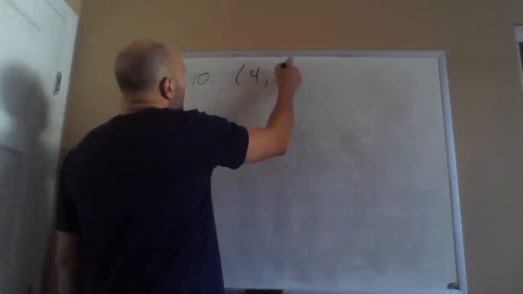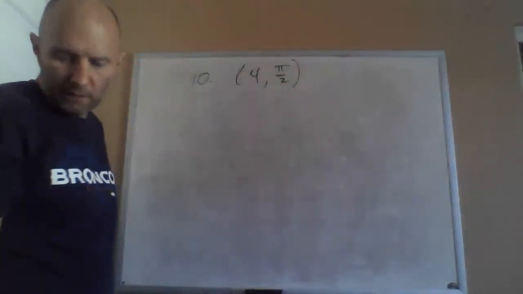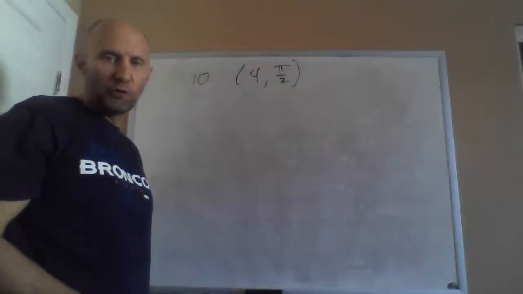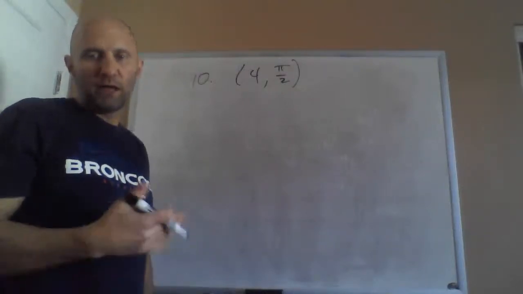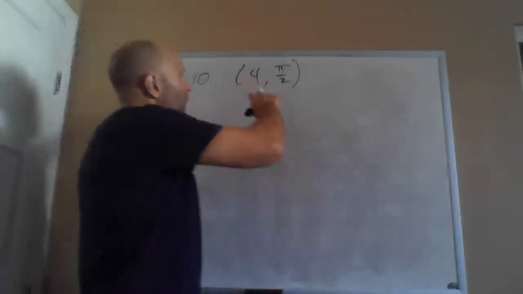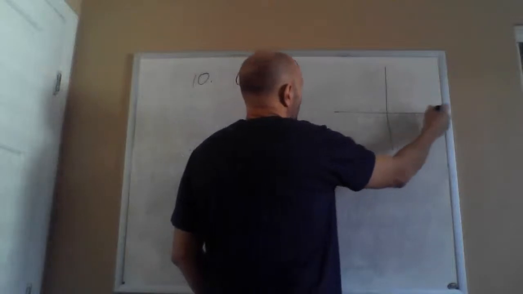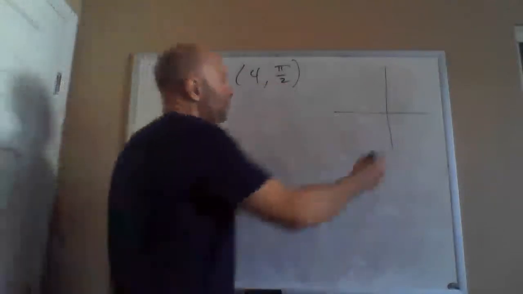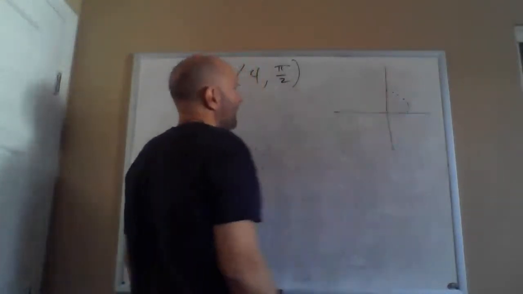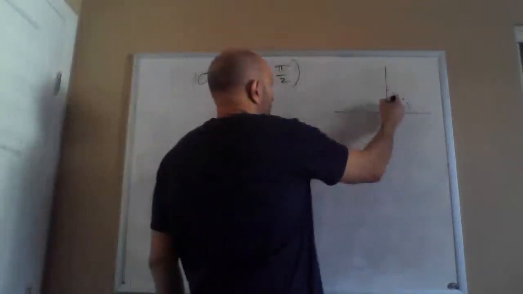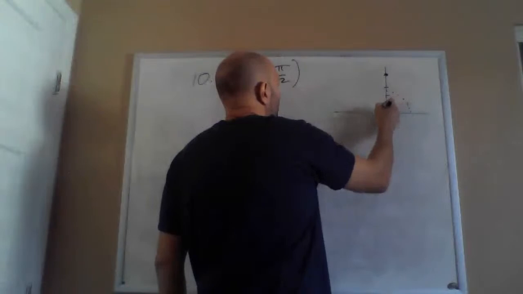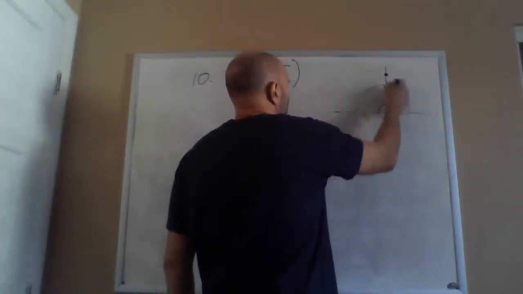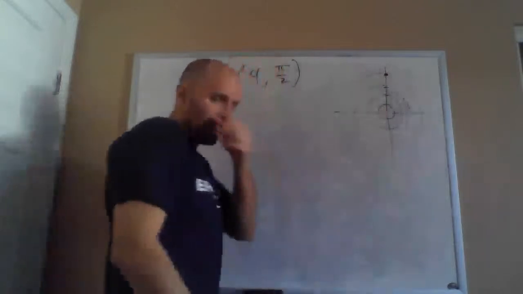So the next one is number 10. You are given the point (4, pi over 2), and you want to list 2 other polar coordinates. One with r negative, one with r positive. So let's first figure out where this point is on the polar graph. We always move in the direction of theta first, so pi over 2. That puts us up here on the y-axis, and then it's 4 units out. 1, 2, 3, 4. So if I had my circles drawn here, we get that point there.